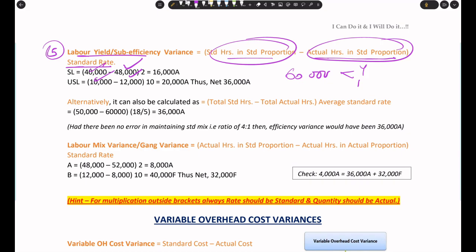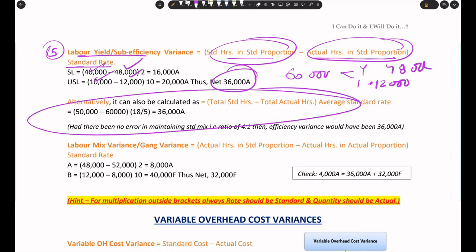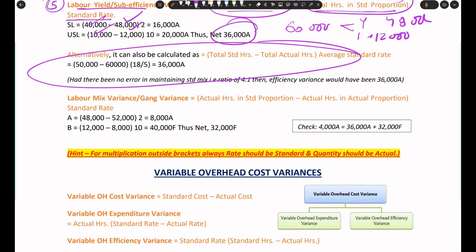Let me show you on the calculator. 60,000 divided by 5 is 12,000. So this comes down to 12,000, and this comes around to 48,000. So the answer is net 36,000 adverse. We are not seeing the alternative because this is not logical, I think. Then next is the labor mix variance.